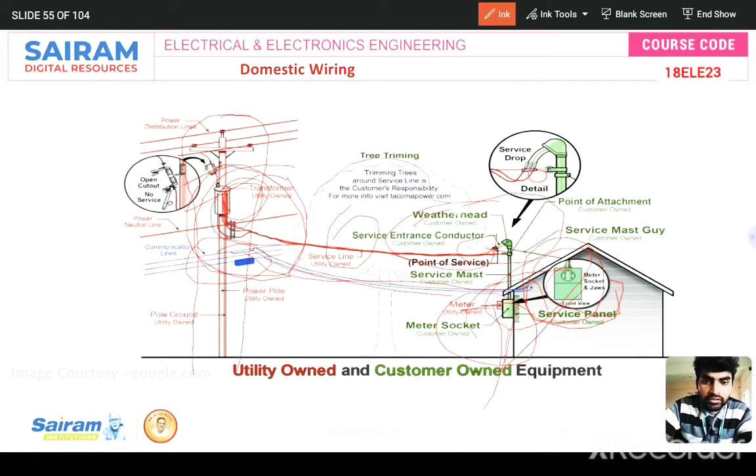There is also tree trimming, because if the power supply is coming from the pole to the consumer side, and the tree branches contact the transmission lines, it may become a hazardous location. If a fault occurs, the current will automatically increase, and it will damage the transformer on this side as well as the consumer side. This is the service mains, the wire from the pole to the consumer side.